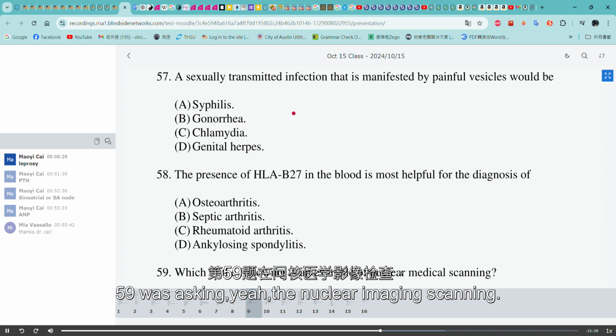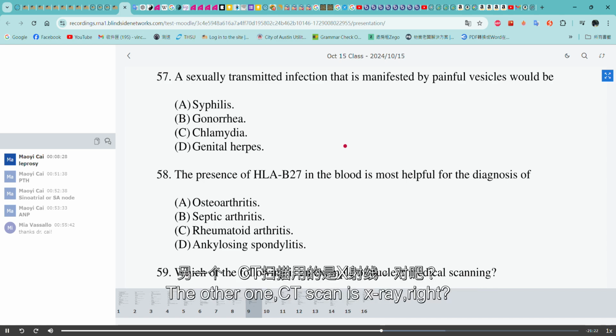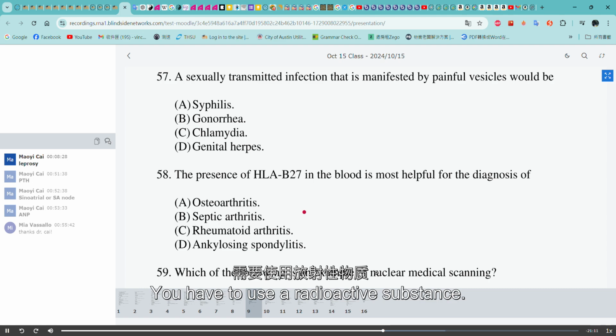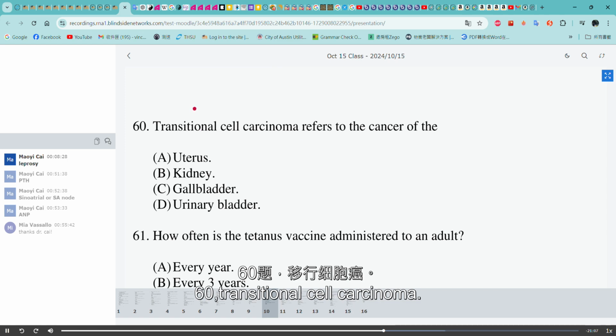59 was asking, the nuclear imaging scanning. What's example? Well, it's actually PET scan. Positron emission, right? The other one, CT scan, is X-ray, right? Ultrasound is not. MRI is magnetic field, no. So PET scan is a nuclear scan. You have to use a radioactive substance. So 59 is C.